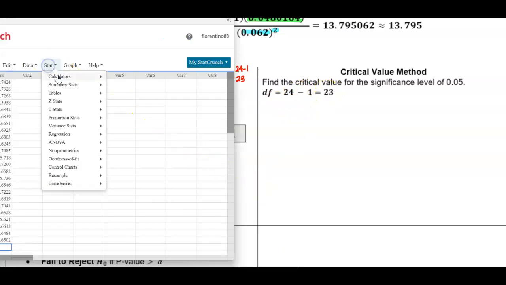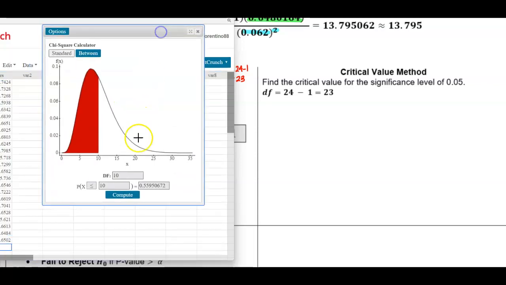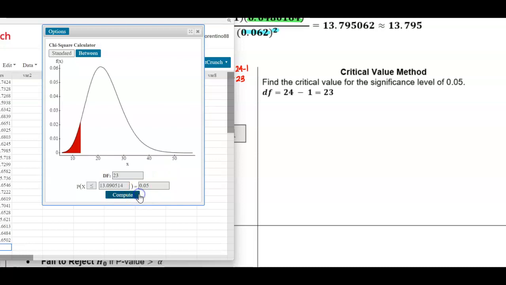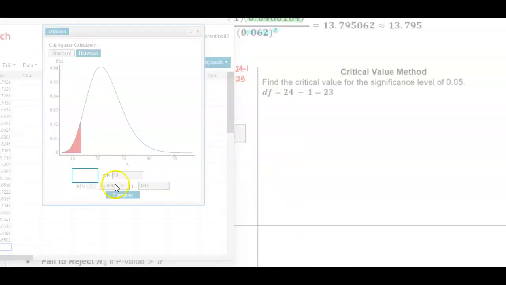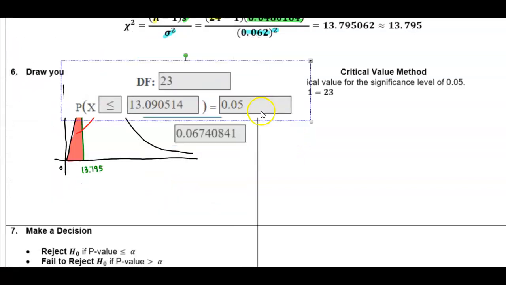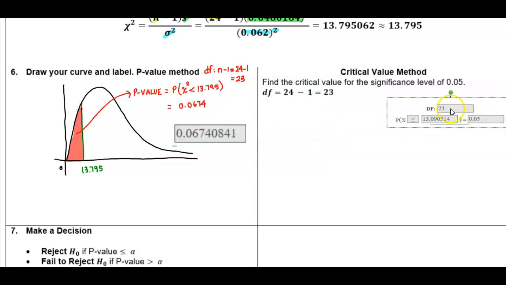So we're going to go to Stat, Calculators, and then go to chi-square. We're going to make sure our degrees of freedom is 23. Make sure that this is less than or equal to. And we're going to put in the area here, which is the significance level of 0.05, and then press enter. And then when we do that, we're going to get the following critical value. So let's go ahead and copy that, and then we're going to draw our distribution.